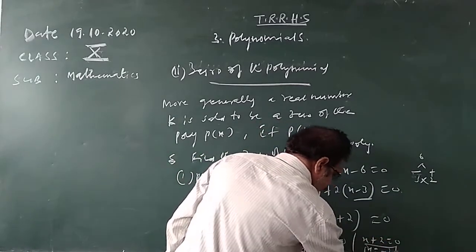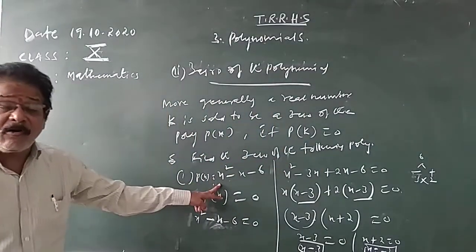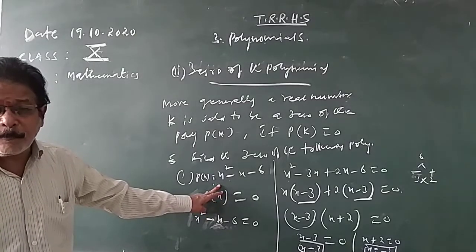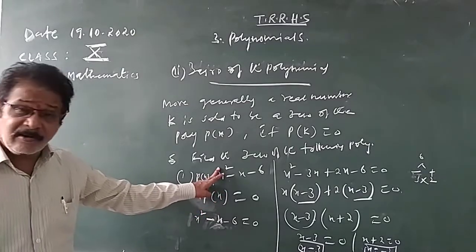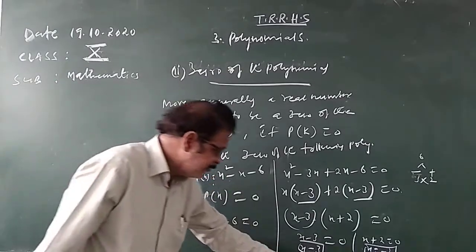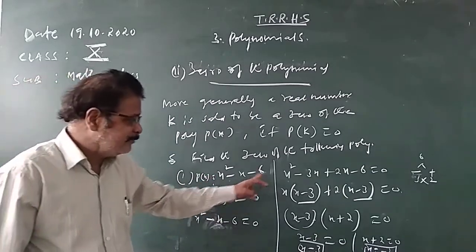We got 2 zeros. Why did we get 2 zeros? Because it is a quadratic polynomial. Quadratic polynomial means a polynomial of second degree. The polynomial of second degree is called a quadratic polynomial. So how many zeros did we get? 2 zeros. x equal to 3 and x equal to minus 2 are the zeros of x square minus x minus 6.